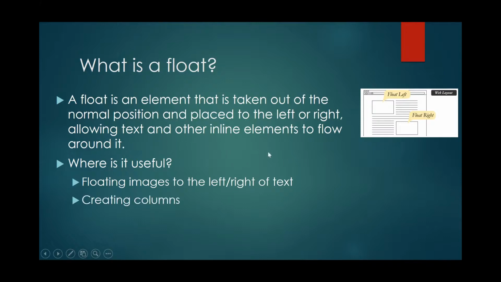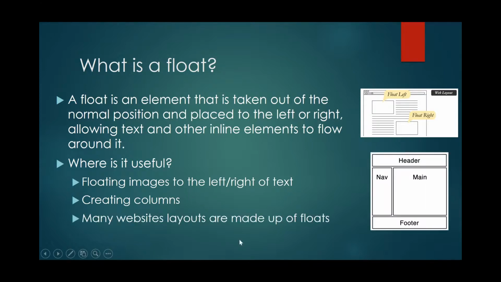The next one is creating columns of text, or columns of text or images. You could have two columns floating to the left and the right of each other. And we'll take a look at an example of columns as well. And then the final example is that many website layouts are made up of floats. You can see here there's the header, main, nav, and the footer. You could, instead of using these tags, use floats and position them and make them the right size. So let's go ahead and start off with an example.